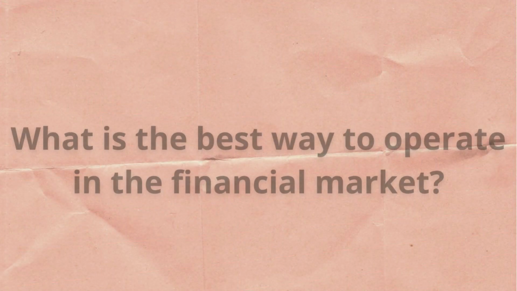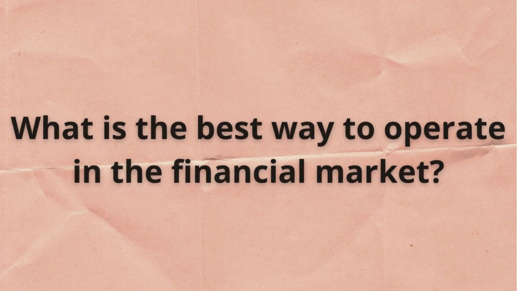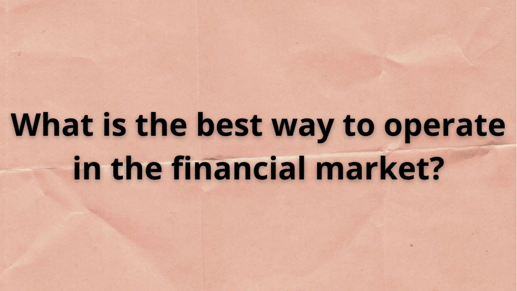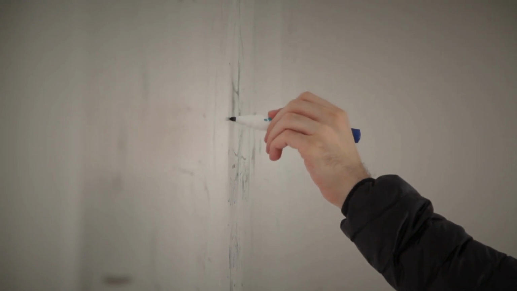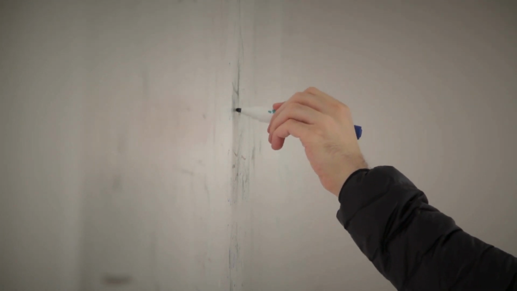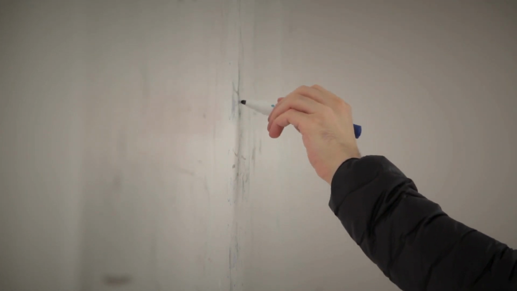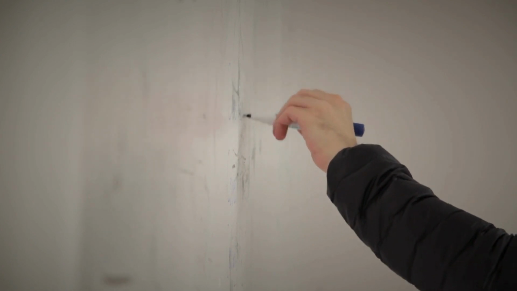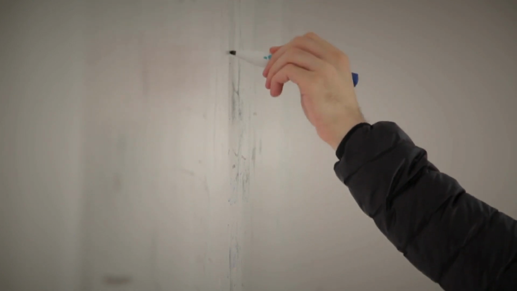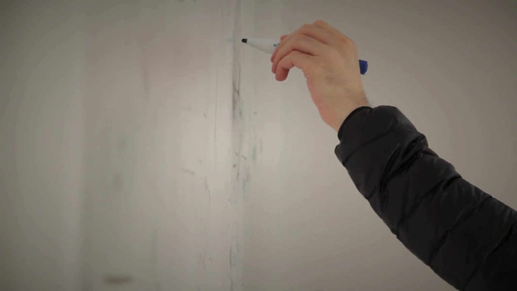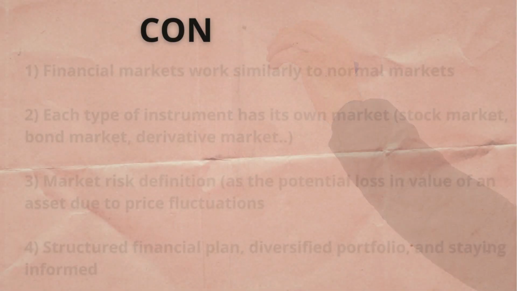So, what are the best ways to operate in the financial market? Certainly, there is no clear answer to that, as there is no magic formula that will guarantee you future returns. But it should be noted that having a clear strategic plan with set financial goals and a well planned diversified portfolio to assess risks, and staying constantly informed, will always give you an edge when approaching financial markets.